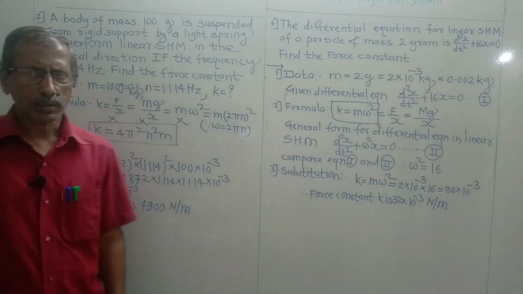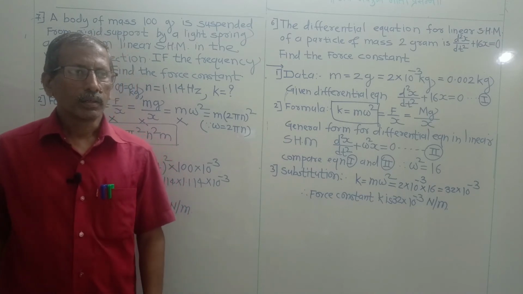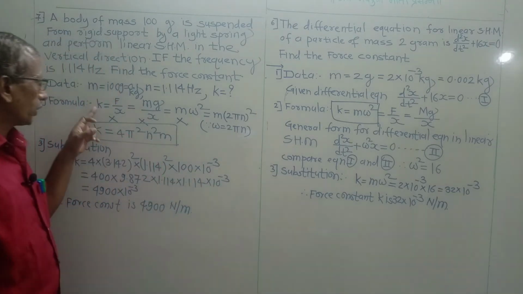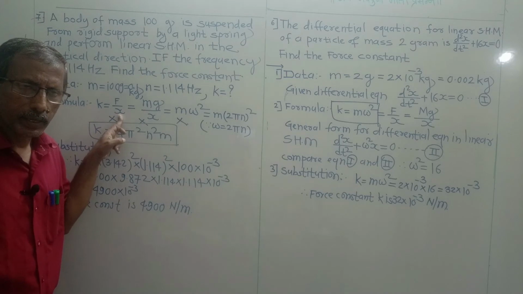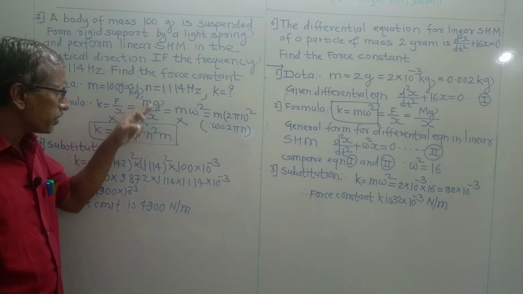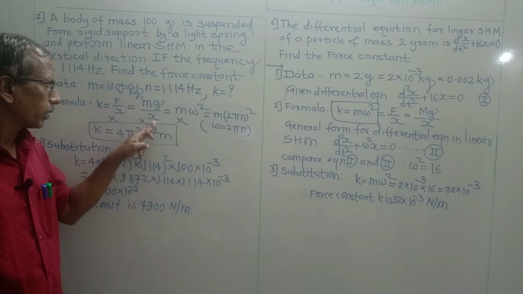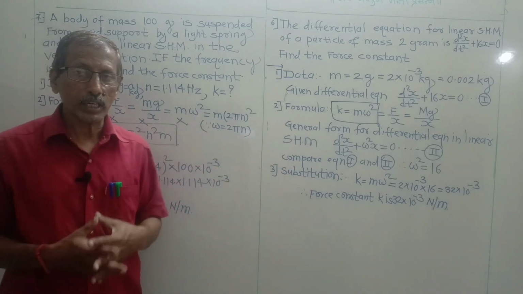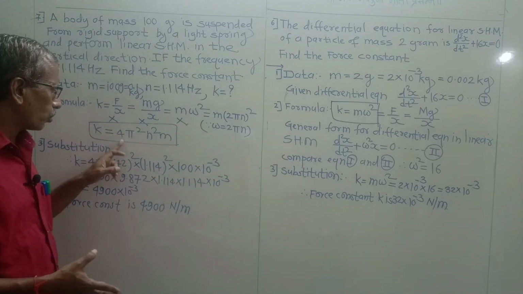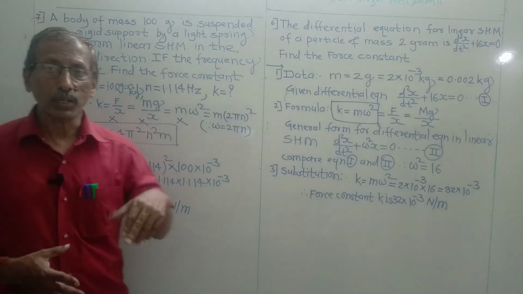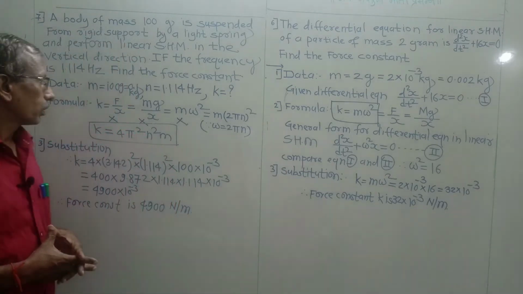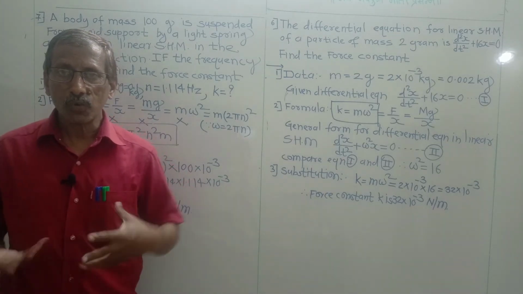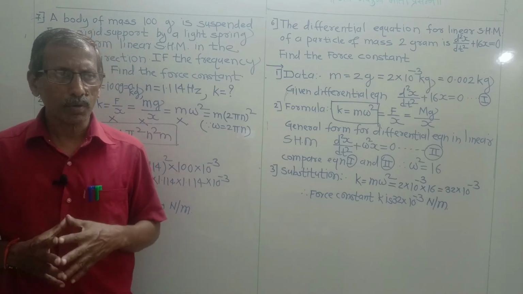So dear friends, we studied to find force constant in 4 different ways. K is equal to F by x is the first way. K is equal to mg by x is the second way. K is equal to m omega square by using the differential equation. K is equal to 4 pi square n square into m when frequency is given. So the value of K can be found in different ways. So you have to handle such problems very carefully.